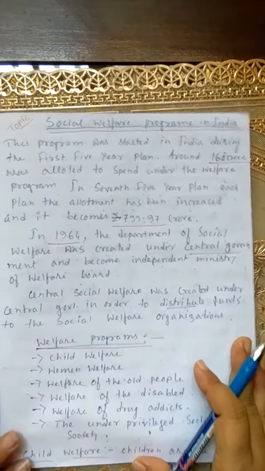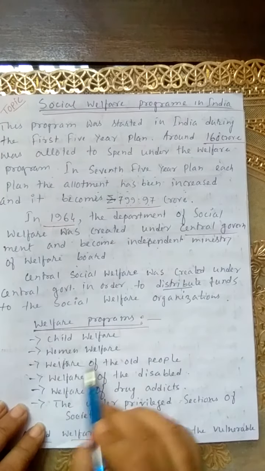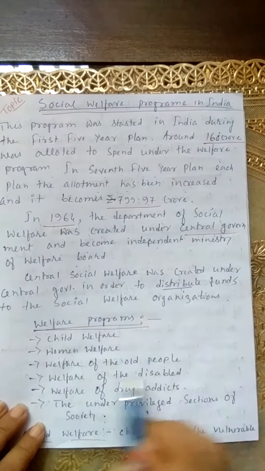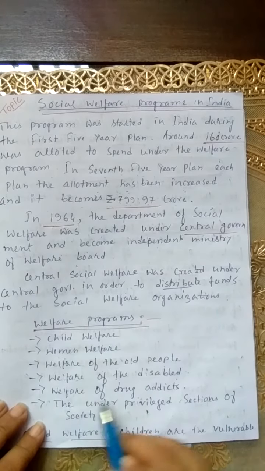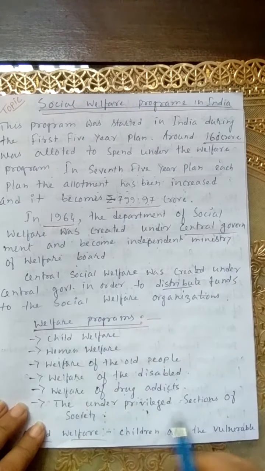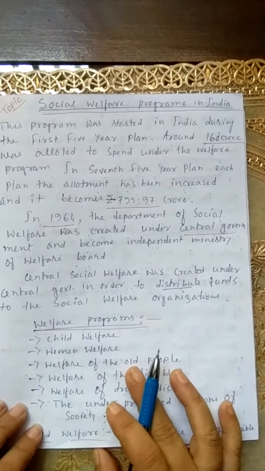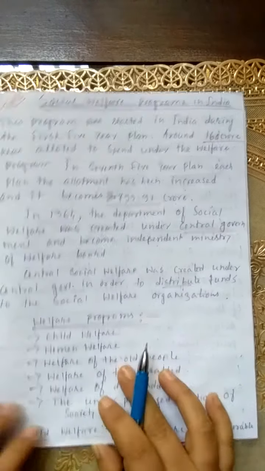Some welfare programs are child welfare, women welfare, welfare of the old people, welfare of the disabled, welfare of drug addicts, and the underprivileged sections of society. Understand? These are some welfare programs initiated by our Indian government.